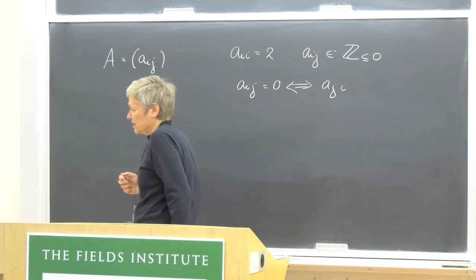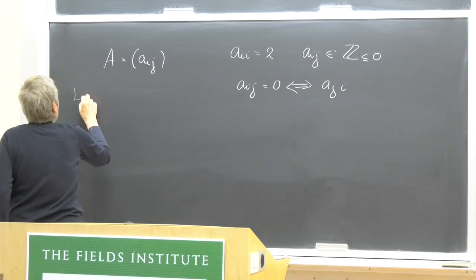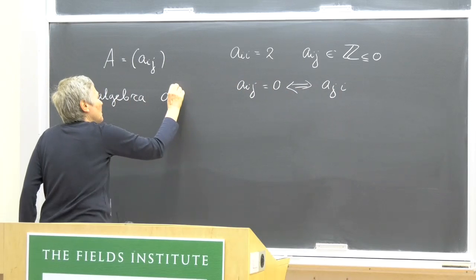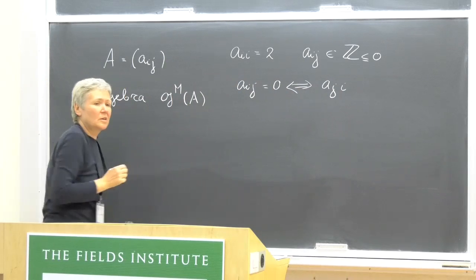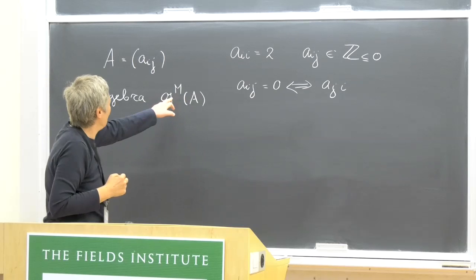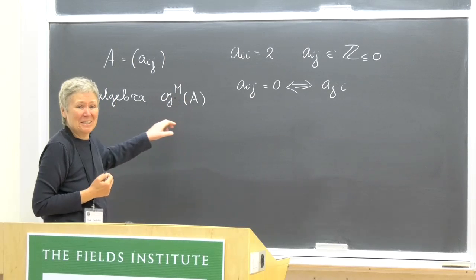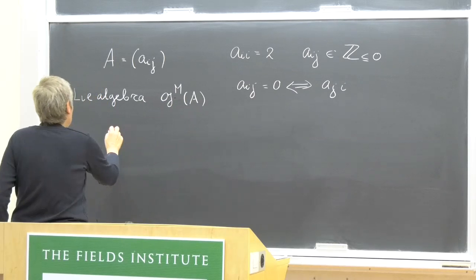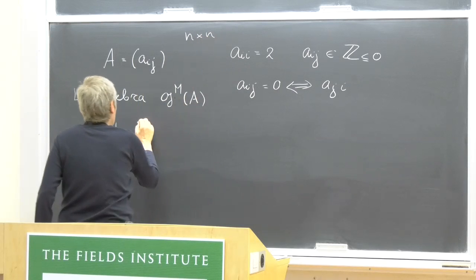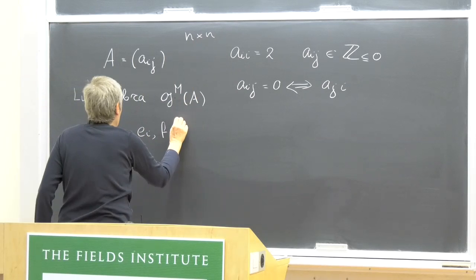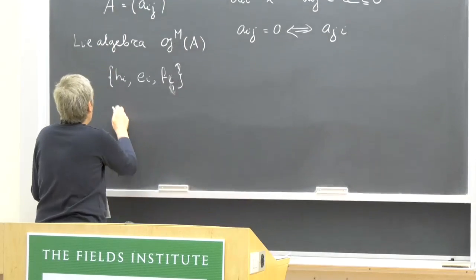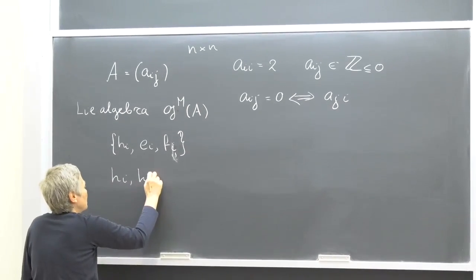Then you can try to build a Lie algebra, GM of A. I made this notation in honor of Robert Moody, and I will explain in a moment why. The size of the matrix is n by n. We have these generators, and we have very famous relations, which I'm going to divide into groups.